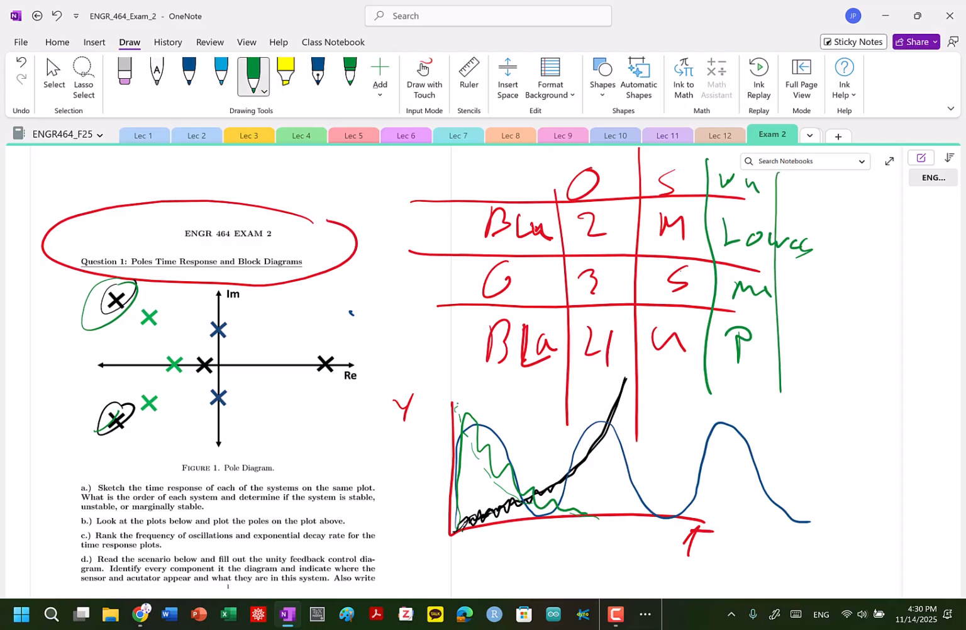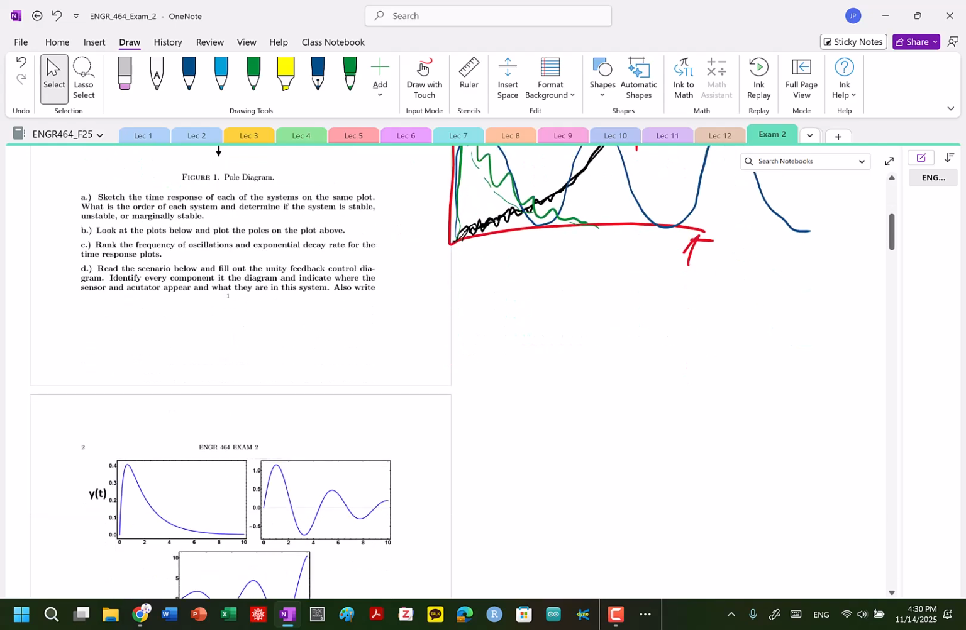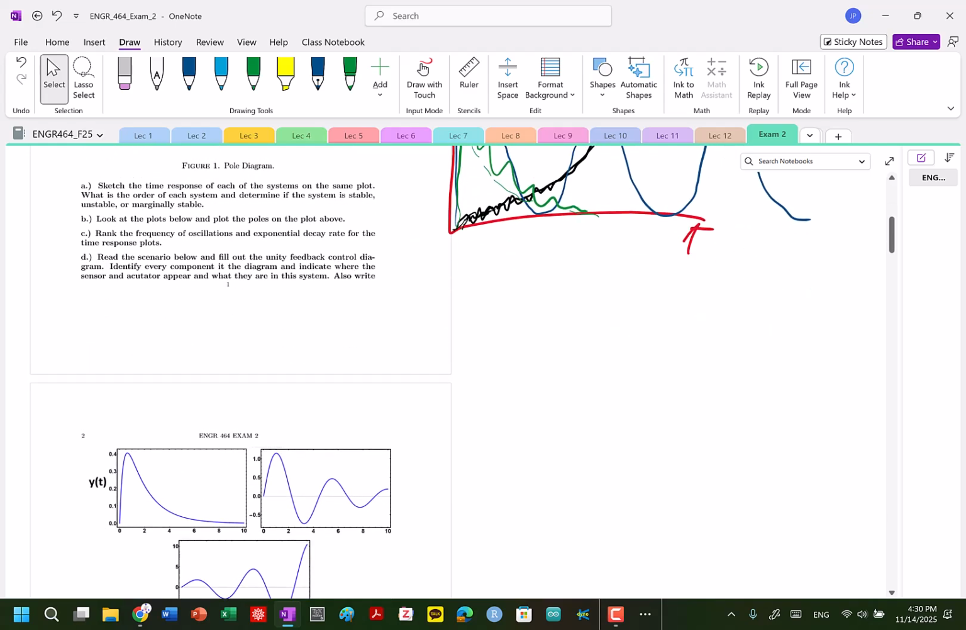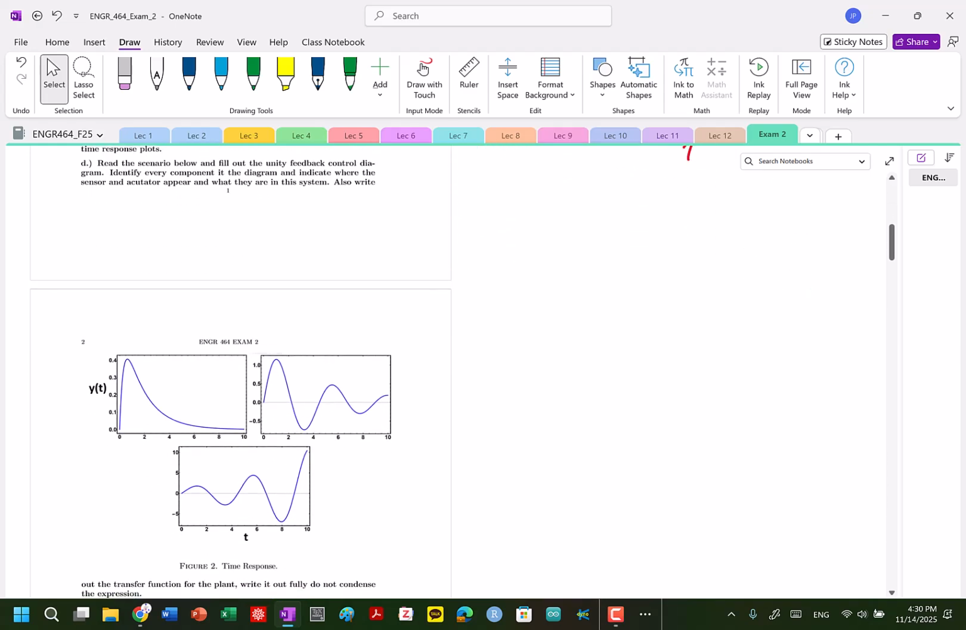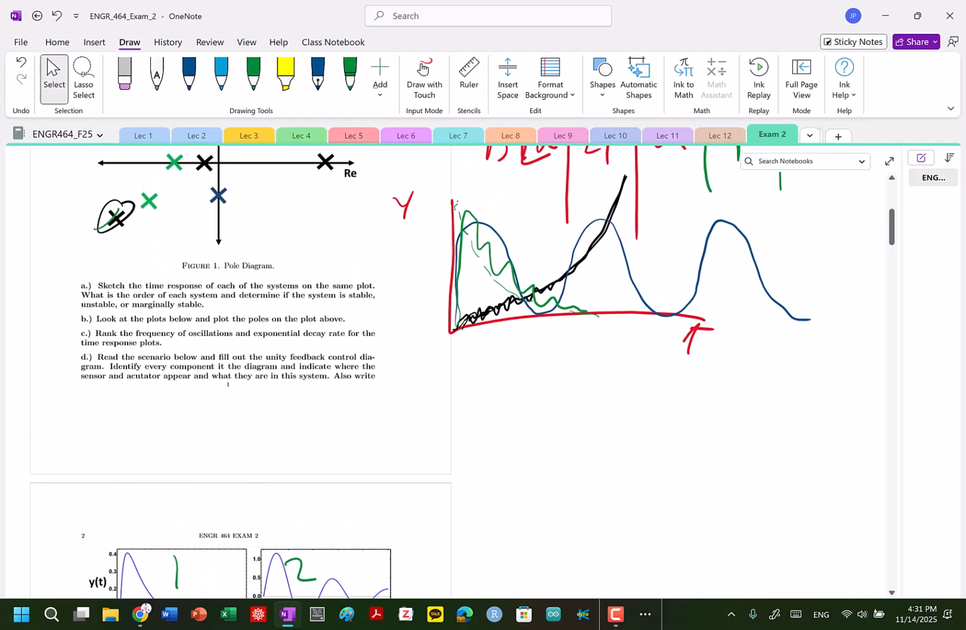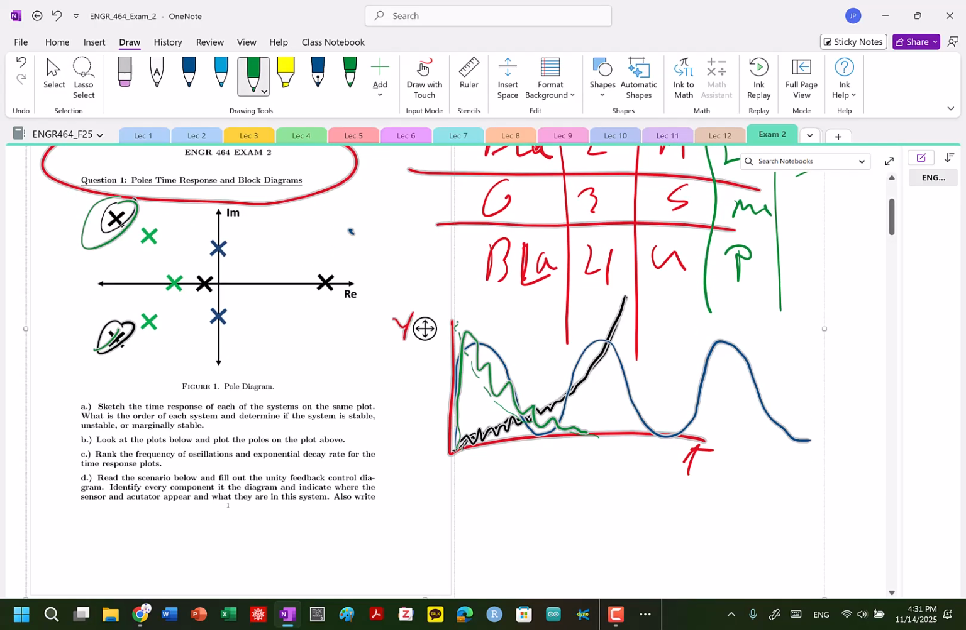Excellent. Look at the plots below, and plot the poles on the plots above. This is just an exponential decay rate. So let's look at both of these. This is an exponential decay. This has some frequency. This is clearly unstable, so I'm going to call this 1, 2, 3. For 3, I don't know what's happening, but maybe it looks like this. It's an exponential increase, so I should change color. I'm just going to call this 3.